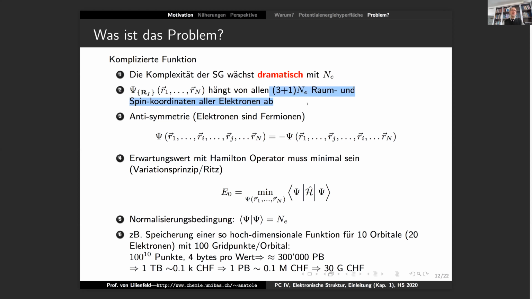So this is what's written here. And then this function also has to do something really nasty. It also has to obey the anti-symmetry condition from Fermi. You know this, you've had this in your preceding PC lectures. If you flip the coordinates of fermions, this entire function has to change sign.